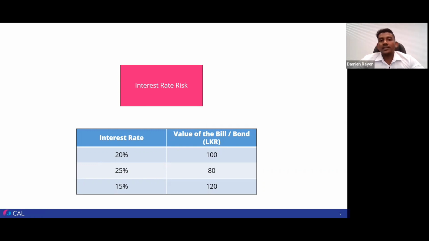But if there is a guaranteed interest rate on your bill or the bond and you're holding it till maturity, if you buy a 1 year T-bill and you hold it for 1 year, or you buy a 5-year T-bond and hold it for 5 years, then there is no interest rate risk. You still get that promised interest over that period of time.